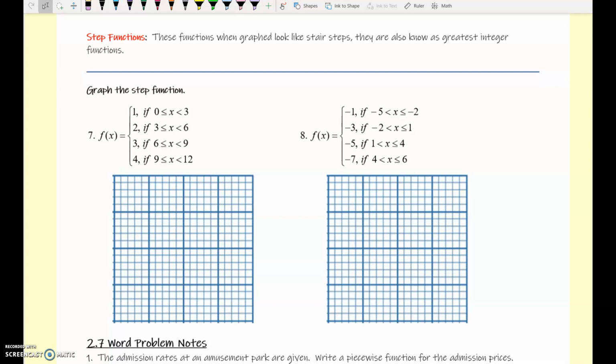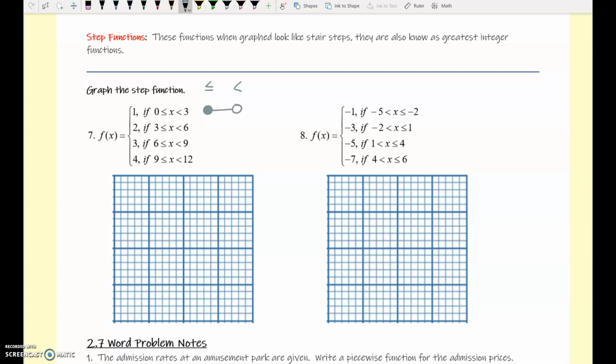Let's do some prep work. The prep work is looking at all these x's. The biggest thing I want you to notice here is that we've got a less than or equal to on the left side and a less than on the right side. Less than or equal to is a solid dot. Less than is an open dot.